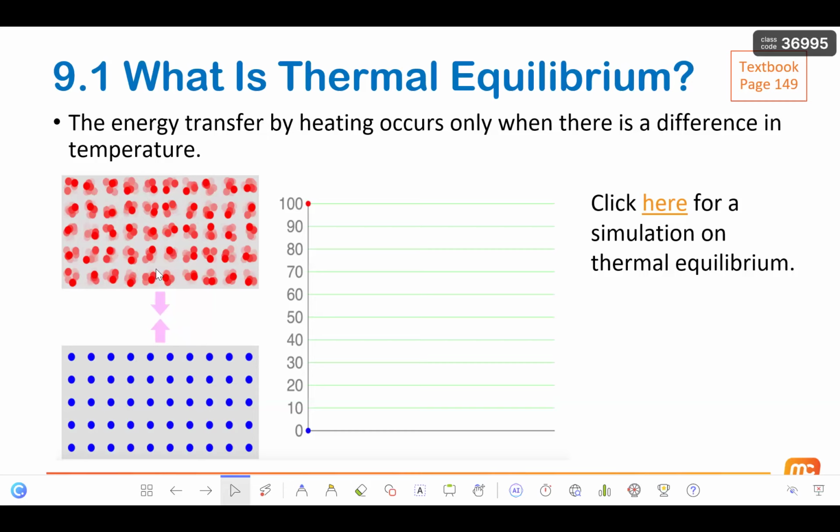If I were to put these two in contact with each other, thermal energy will start to flow, because there's a difference in temperature. The heat will start to flow from the region of high temperature, which is the red one, to the blue one. So the temperature of the red one will drop down from 100 degrees, and the cold one, the blue particles, will start to increase in temperature from 0 to a particular temperature, and both will reach the same temperature, which we call thermal equilibrium.